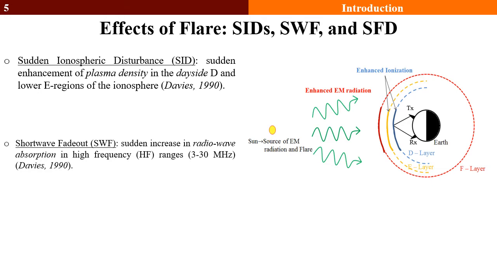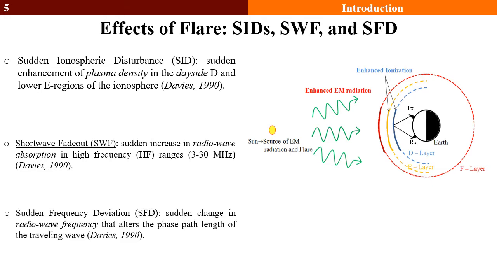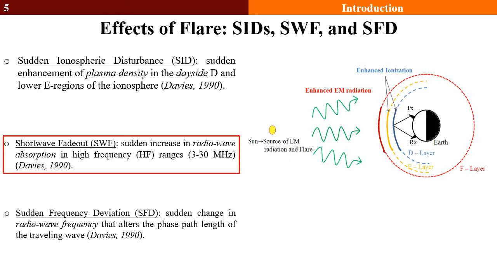a sudden increase in radio wave absorption in the high frequency ranges around 3 to 300 megahertz, and that's commonly referred to as shortwave fade out, or radio blackout in general terms for amateur radio operators. And it also creates sudden frequency change in the radio wave, by altering the phase path length of the traveling radio wave, which is commonly known as sudden frequency deviation. However, the majority of this talk is related to the shortwave fade out and how we are estimating the HF absorption using a physics-based model and monitoring it using SuperDARN radar networks.